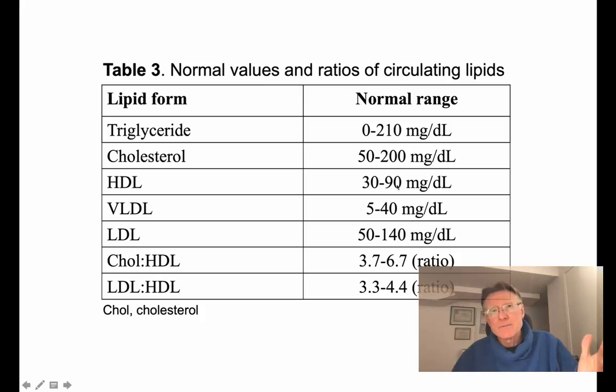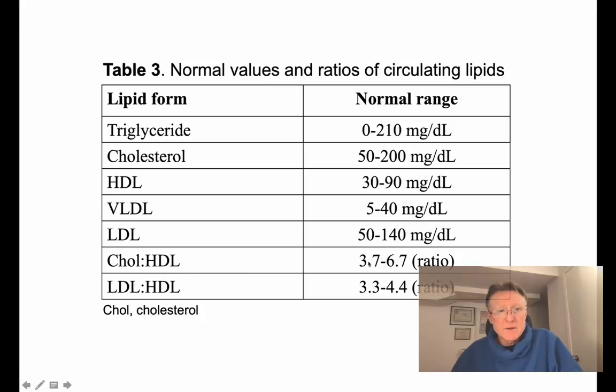Obviously, we tend to say that the higher the HDL, the better. I've seen some people with quite high values, but on average it's between 40 and 45, which is what you normally see. You have VLDL, about 5 to 40 milligrams per deciliter, LDL 50 to 140, and there is a ratio of cholesterol to HDL.